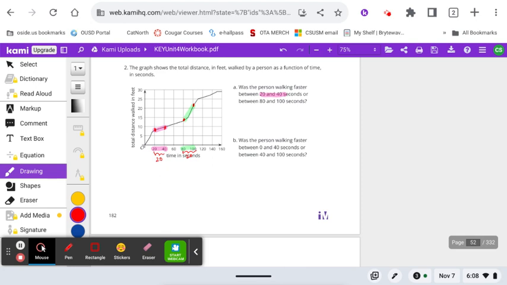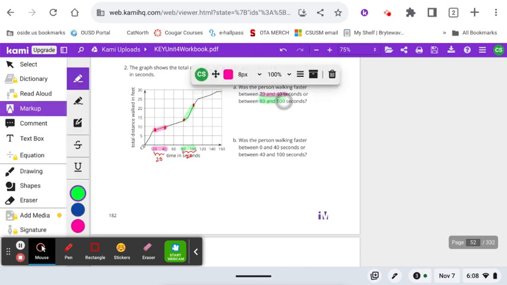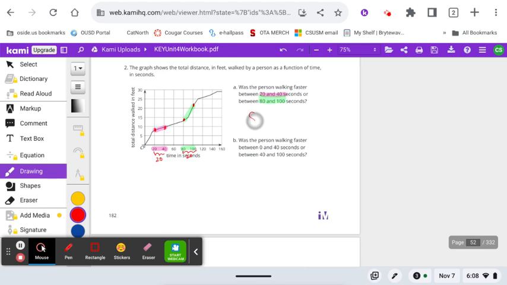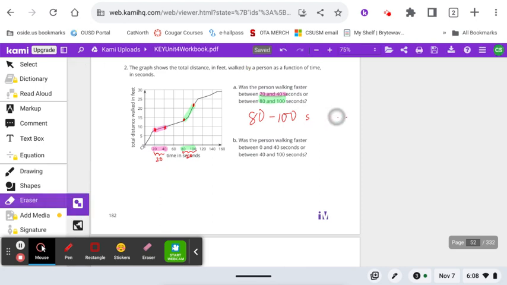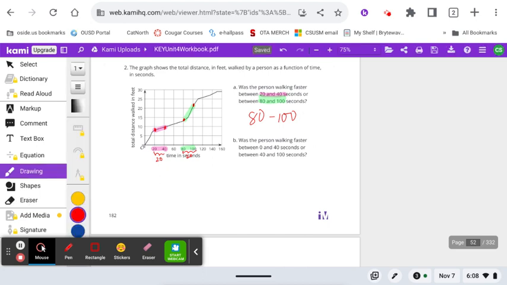And so since the interval or the denominator is the same, we're really just looking at which one is steeper. And so what would you say? Which one is going faster? You got it. It's the 80 to 100 second interval. So you're going to write or type a full sentence saying that between 80 and 100 seconds, they were going faster because the line is steeper. You could actually calculate an average rate of change and give an actual number, etc.